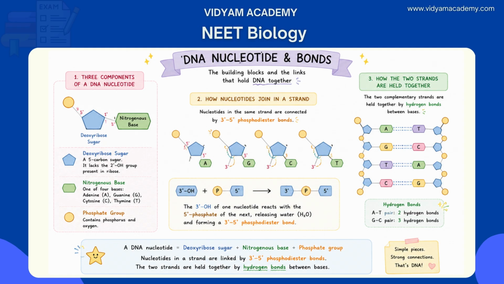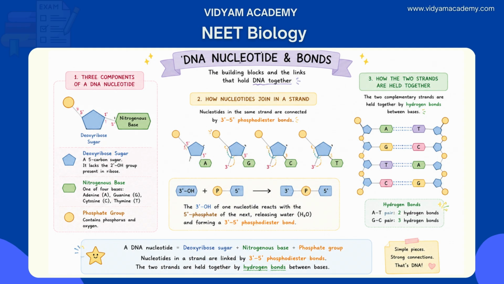to the 5 carbon. Adjacent nucleotides in the same strand are covalently linked by 3' to 5' phosphodiester bonds. The 3'-OH of one nucleotide reacts with the 5' phosphate of the next, releasing water and forming the bond. These phosphodiester bonds form the covalent backbone of the single strand.